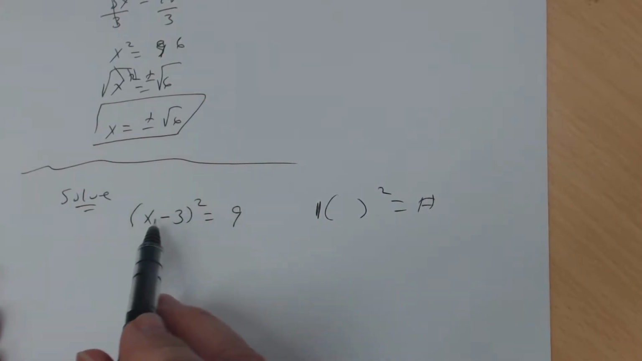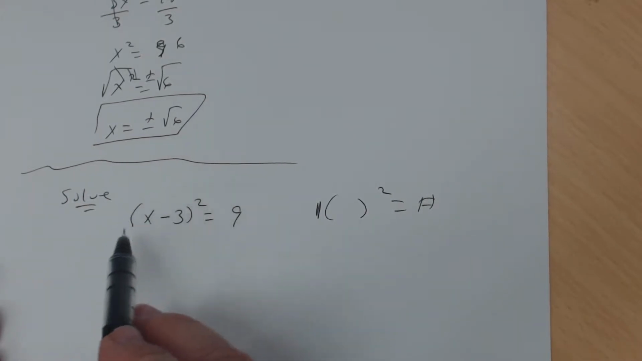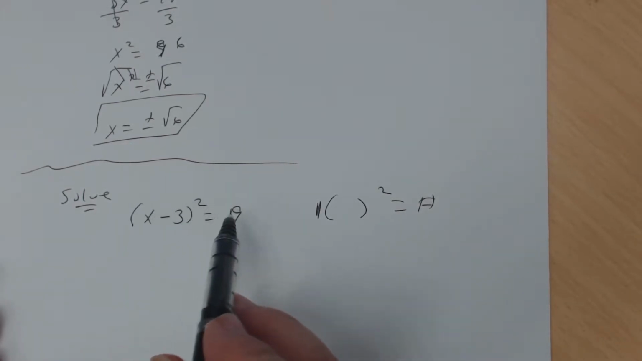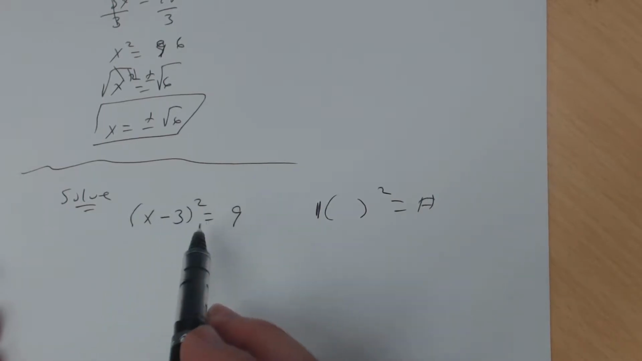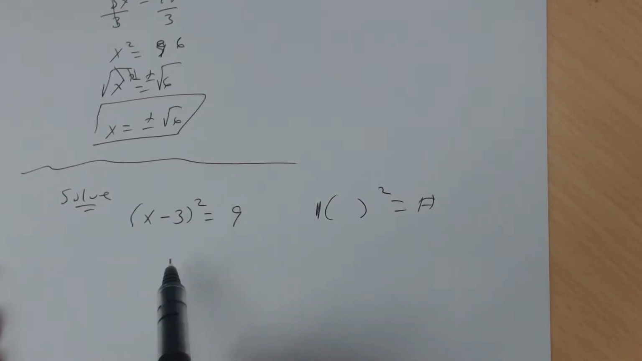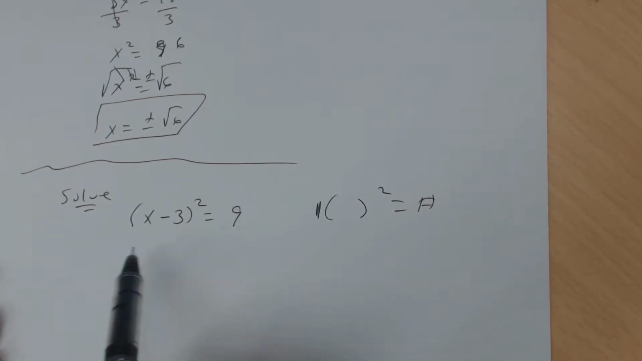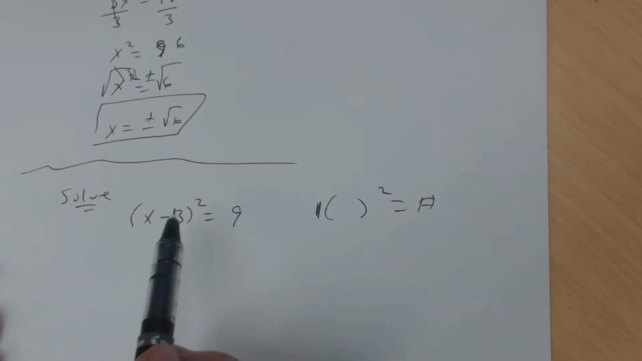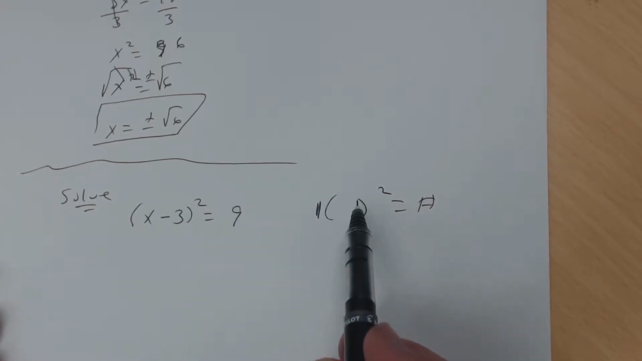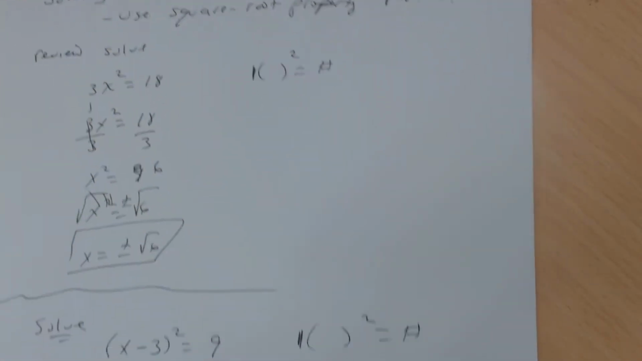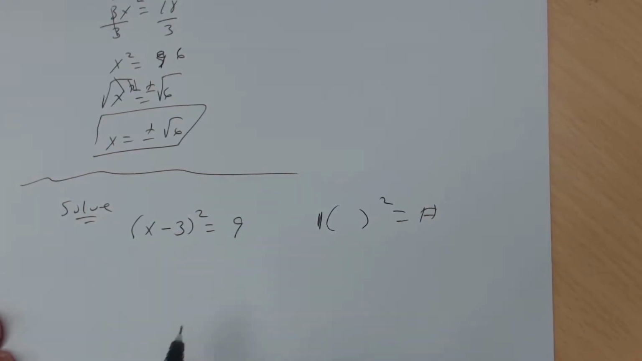So now don't FOIL it out. It's not going to help you. Leave it as it is, because if you notice, I have something squared equals a number, so right away, I can take the square root of both sides. Now, if you wanted to FOIL it, bring the 9 over and then factor that, there's nothing wrong with that. But you're spending a few more extra steps trying to get to the solutions. Whereas over here, it is already in this form. So if it's in this form, then you're going to use the square root property. And also remember, the directions did say to use the square root property. So always follow the directions.